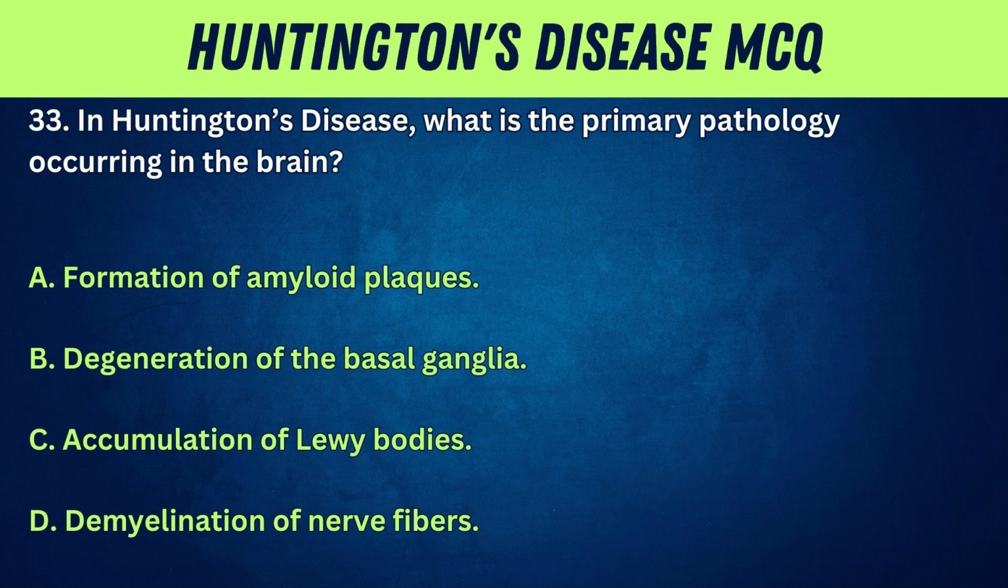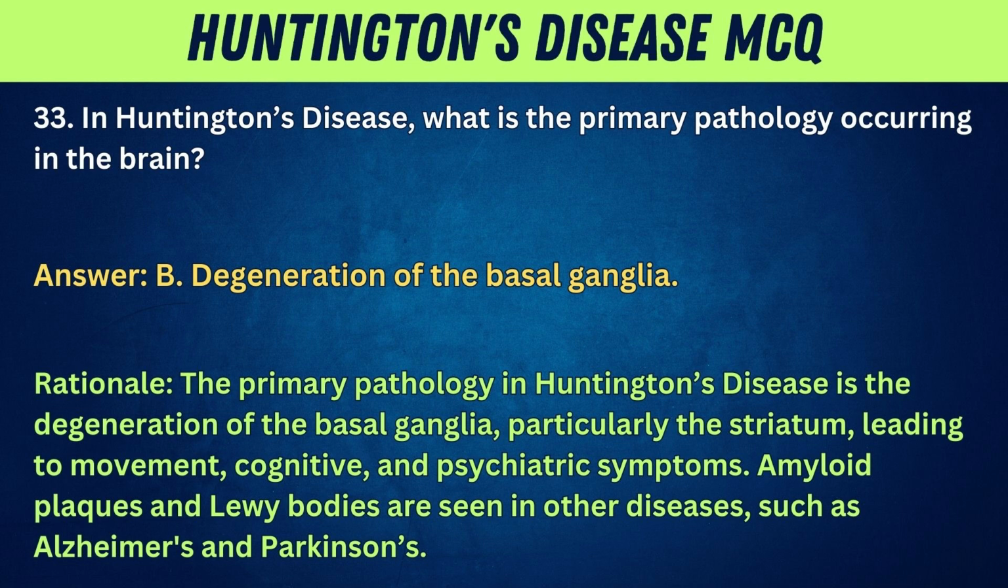33. In Huntington's disease, what is the primary pathology occurring in the brain? A. Formation of amyloid plaques. B. Degeneration of the basal ganglia. C. Accumulation of Lewy bodies. D. Demyelination of nerve fibers. Answer: B. Degeneration of the basal ganglia. Rationale: The primary pathology in Huntington's disease is the degeneration of the basal ganglia, particularly the striatum, leading to movement, cognitive, and psychiatric symptoms. Amyloid plaques and Lewy bodies are seen in other diseases, such as Alzheimer's and Parkinson's.